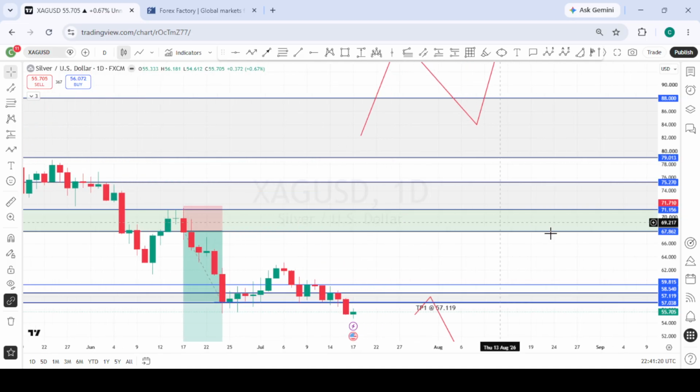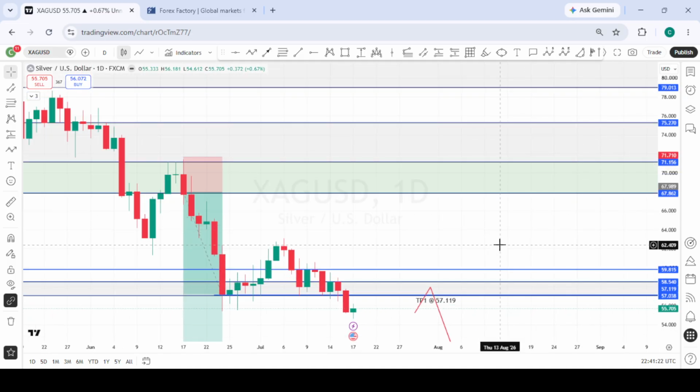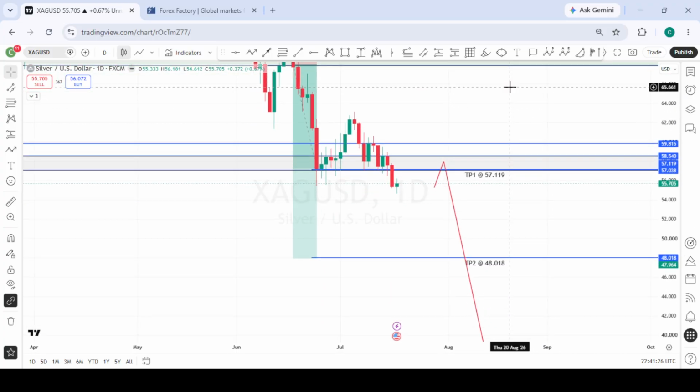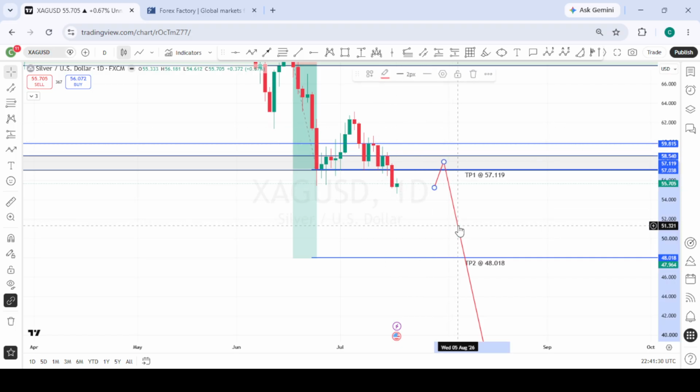This is silver. We also had this position also. So this position is also still running, and it's still giving us some bearish moves. So going into next week, we are looking forward to see a possible pullback into this area of interest to give us selling opportunities to the downside.